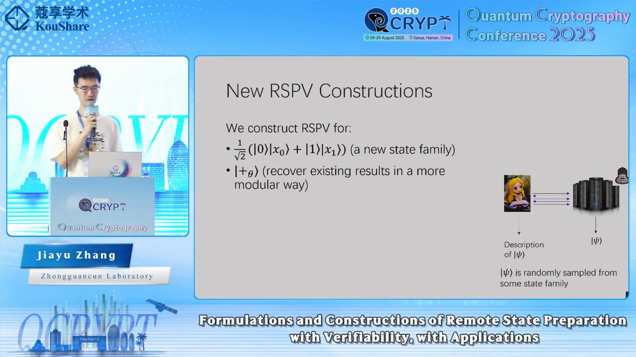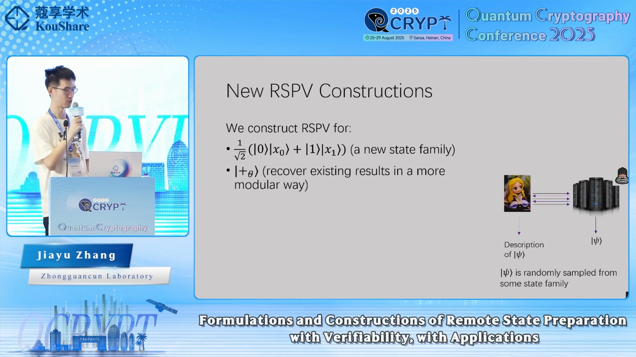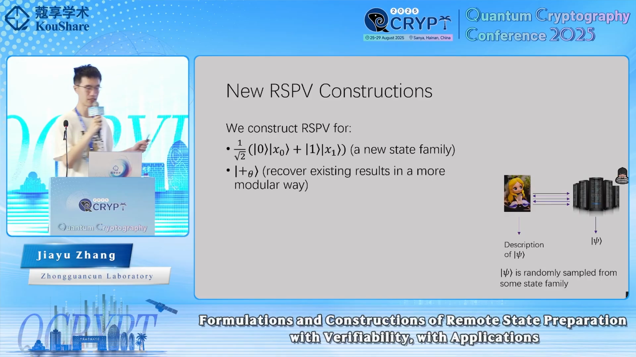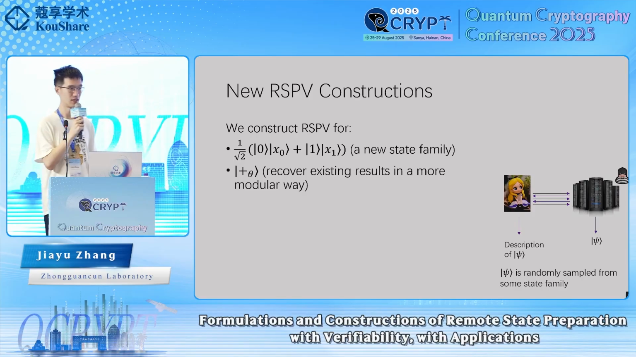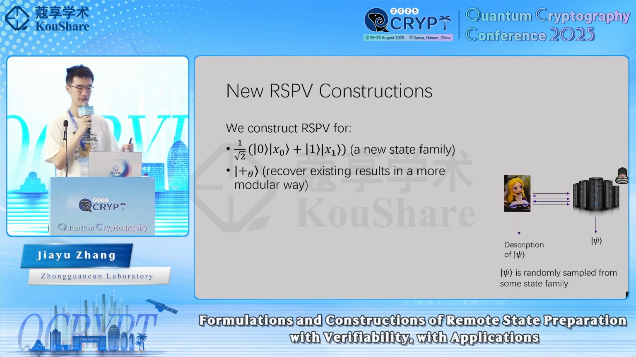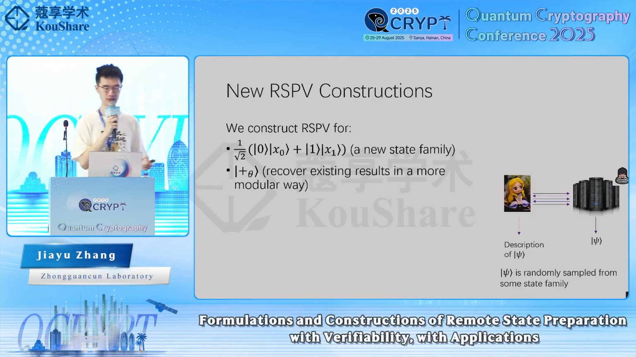We can build RSPV for a new state family, |x0> + |x1>, where x0 and x1 are long strings. This is sometimes called the coset states. And we also recover existing results in a more modular way, which is |0> + e^{iθ}|1> states, where θ could take 8 values. So this is sometimes called the 8-basis Q factory.